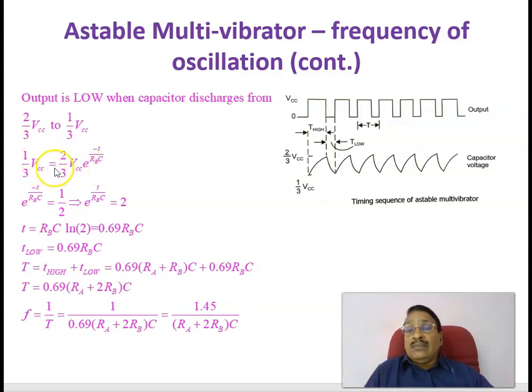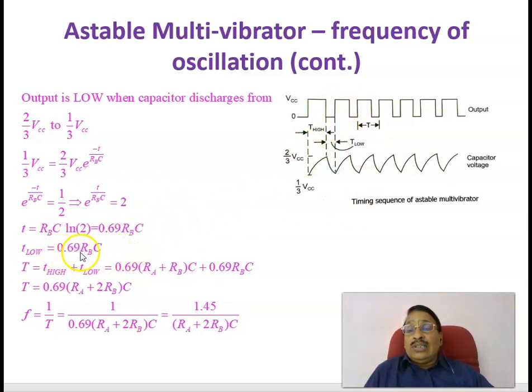Now cancelling VCC on both sides, we'll be getting e raised to minus t divided by RB into C equal to 1/2, or e raised to t by RB into C equal to 2, or t equal to RB into C into natural logarithm of 2, which is equal to 0.69 RB into C. Therefore, the duration for which the output is low, T low, is given by 0.69 RB into C.